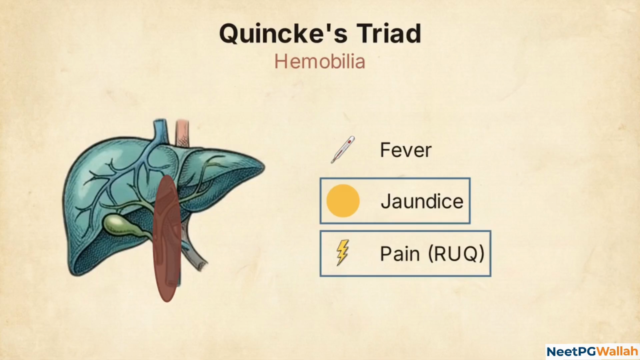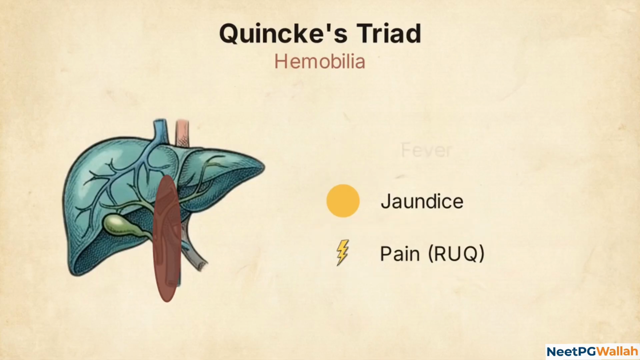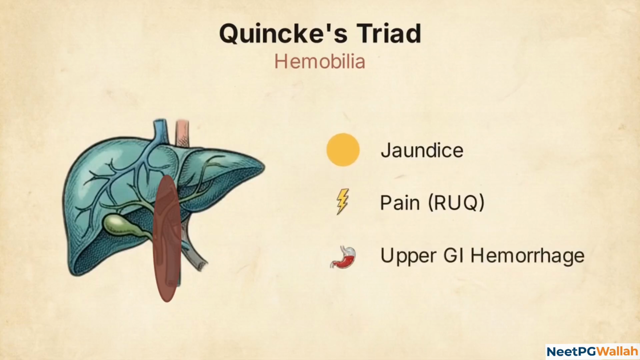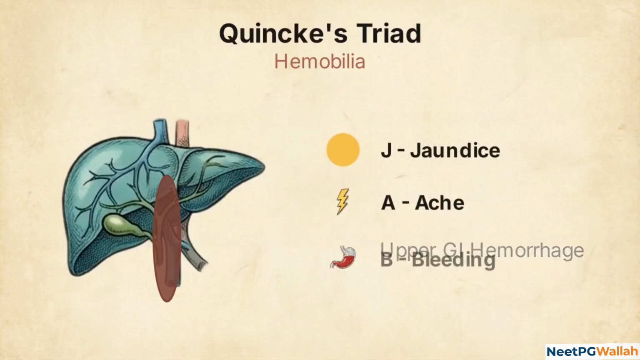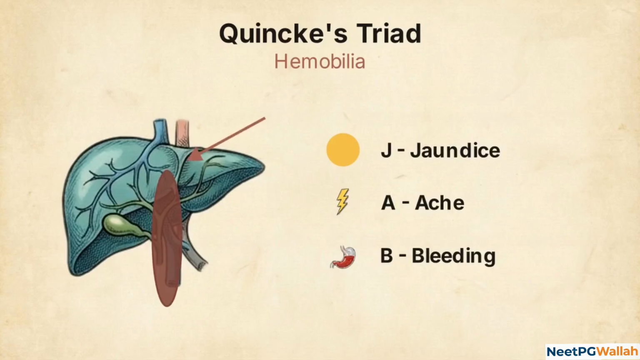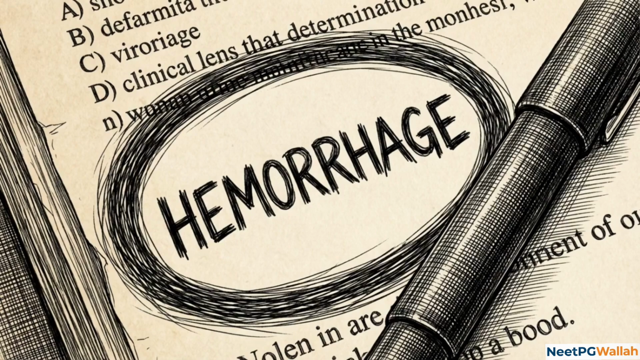Quink's triad shares components with Charcot's, presenting with jaundice and right upper quadrant pain, but the fever is replaced by an upper gastrointestinal hemorrhage. The mnemonic here is JAB: jaundice, ache, and bleeding. The physical bleeding into the duct is what separates this trauma pathology from the infectious pathology. On a multiple-choice board exam, differentiating these 2 right upper quadrant emergencies requires isolating that single variable. Identifying hemorrhage versus fever determines your diagnosis.